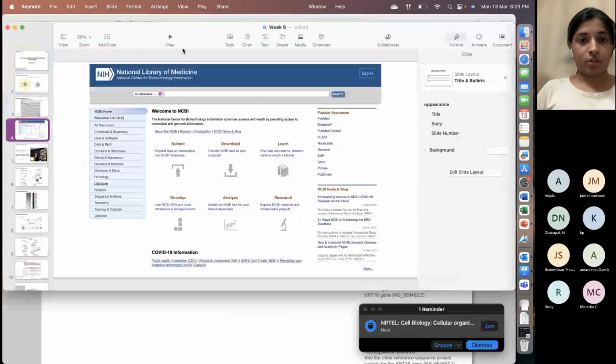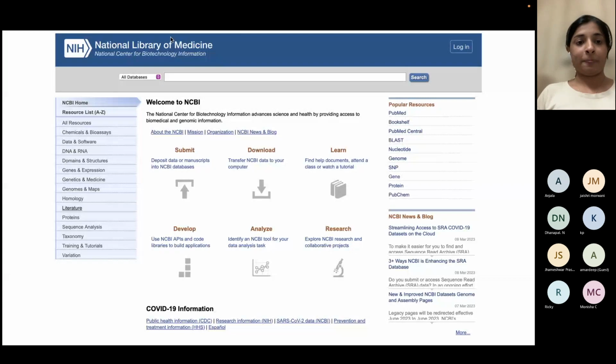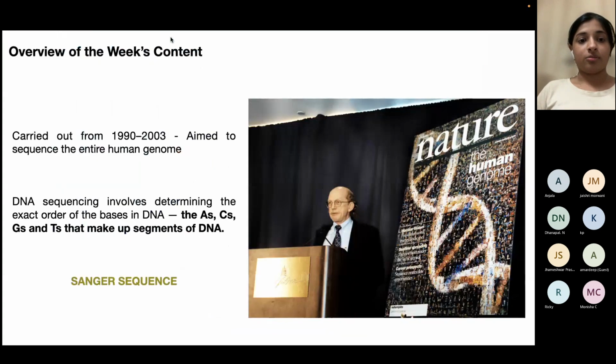So going back to the presentation, how do we know all these sequences? Like, how do we know what region of the chromosome is encoding what, and what is exactly the sequence? This is thanks to a pioneering project that was carried out in the late 1990s and the early 2000s. This is popularly known as the Human Genome Project, and I'm sure all of you would have heard of it.